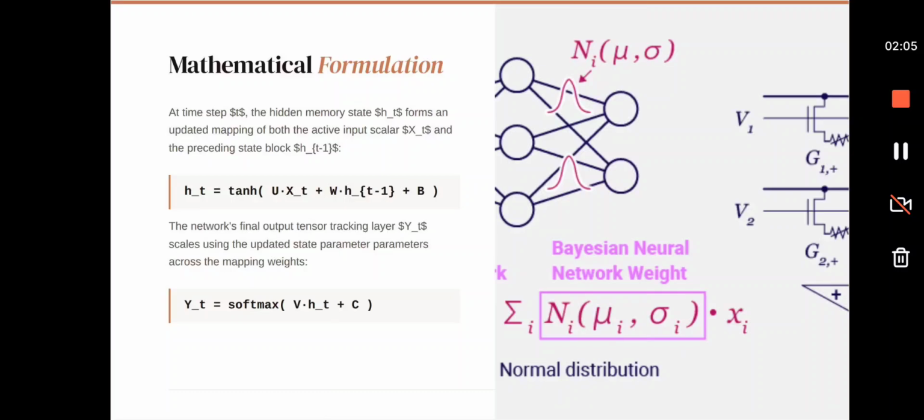So let us take a look at the actual mathematics under the hood. Don't worry, it is quite interesting. The first formula is h_t = tanh(U·x_t + W·h_(t-1) + b). At any time step t, the current hidden memory state is h_t, and we update it using a combination of two things: the current input x_t scaled by the weight matrix U, and the previous hidden state h_(t-1) scaled by the weight matrix W. We add the bias term b and apply a non-linear activation function, usually tanh.